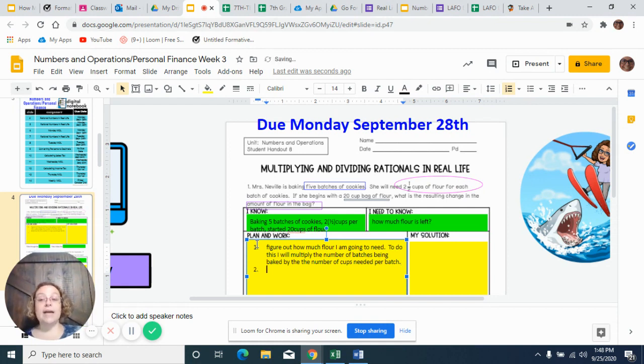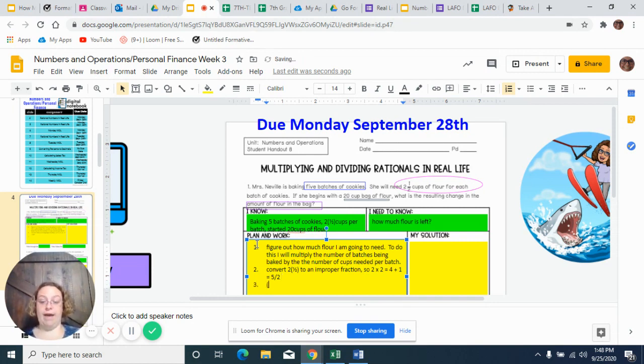So the first thing I got to do is convert that 2.5 to an improper fraction. So I do what? I do 2 times 2, which equals 4. Then I do plus the 1, which equals 5. And that's all divided by 2. So 5 halves. All right.